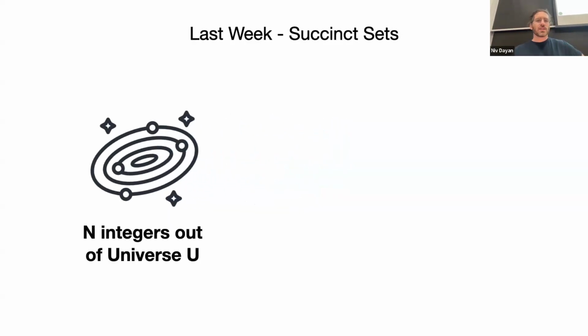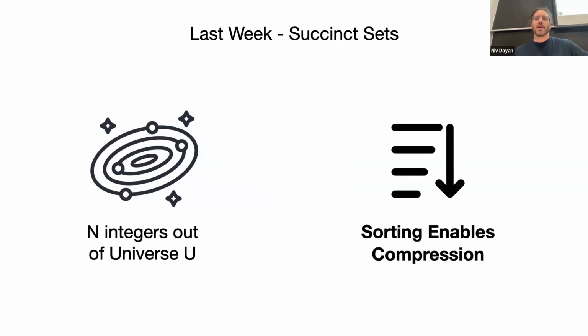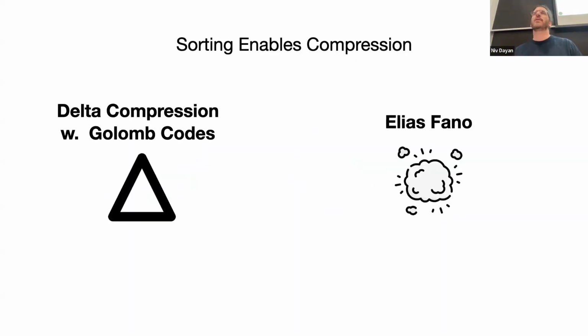In particular, we looked at, given you have n integers and you're selecting them out of a universe of size u, how do you encode them as space efficiently as possible? And one of our observations was that both of the compressed versions of the sets that we saw were relying on the integers being sorted. And the sorting is really what allowed us to do the compression effectively.